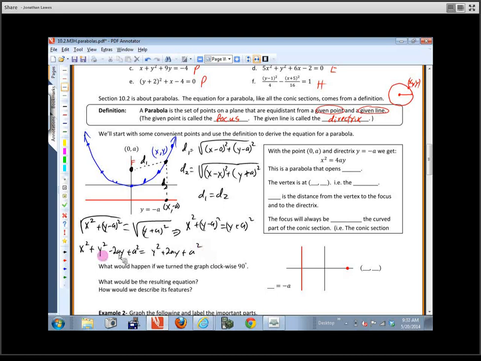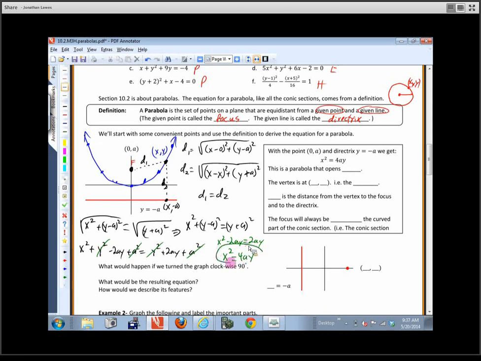Okay, now, what's kind of cool about this equation right here? It looks like a mess, but what's kind of nice about it? Okay, y squared goes away. What else goes away? The a squareds go away. And so that leaves me with an x squared minus 2ay equals 2ay. And then just to clean things up just a little bit, we're going to move the minus 2ay to the other side, and I get x squared equals 4ay.